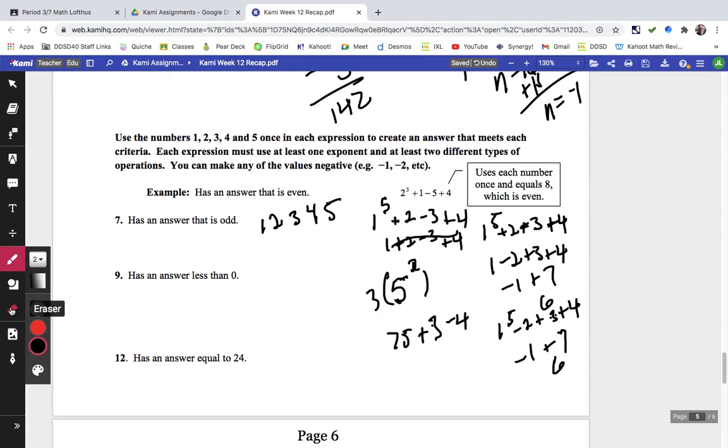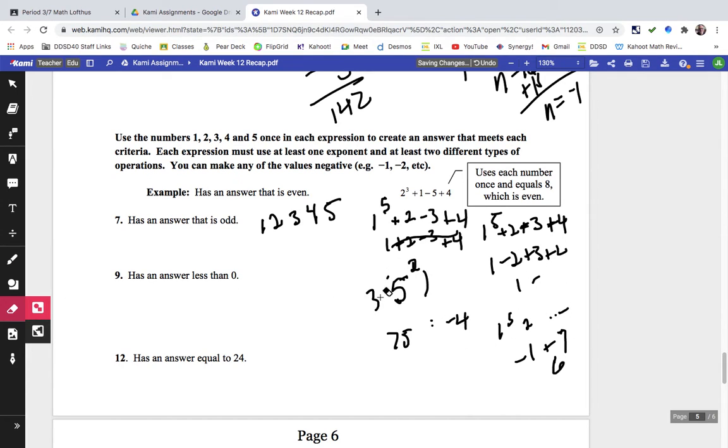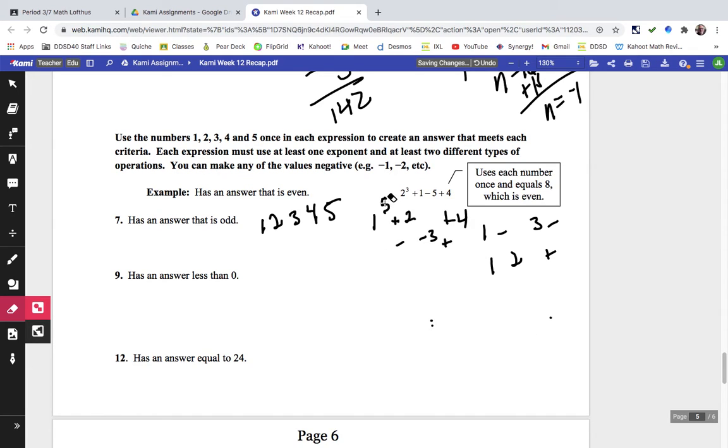So I'm going to erase this, give myself some room to work here. I'm sure there's a simpler solution. That's the process of what's called trial and error. And you just keep trying things out, see what you get. And I'm going to come back to finding an odd answer using exponents and 1, 2, 3, 4, and at least 2 different types of operations.